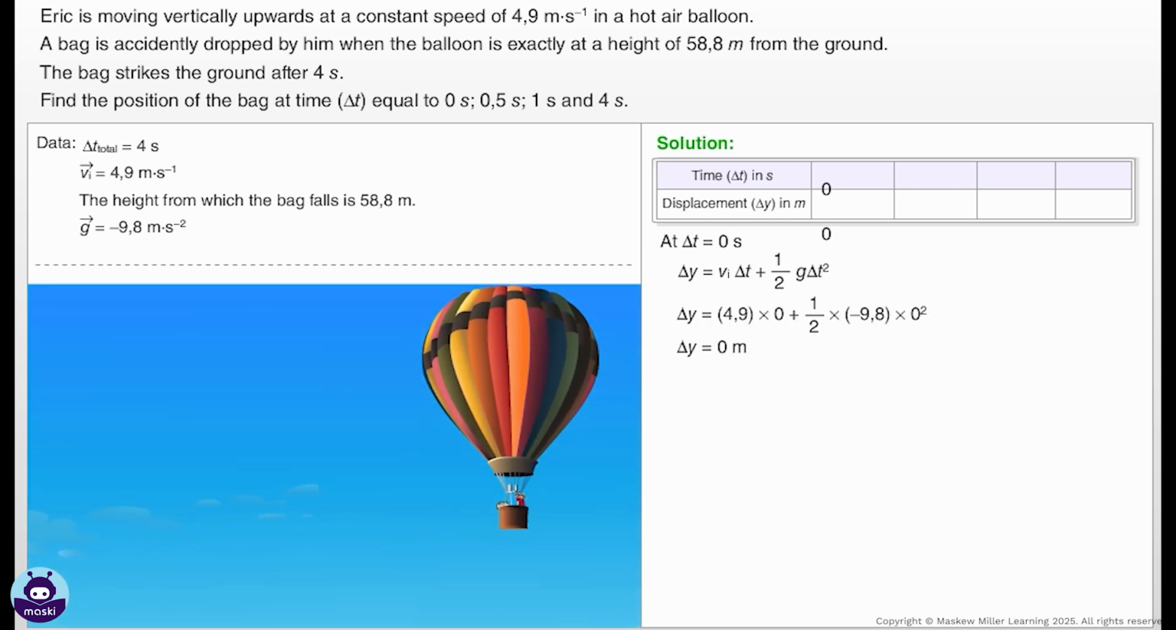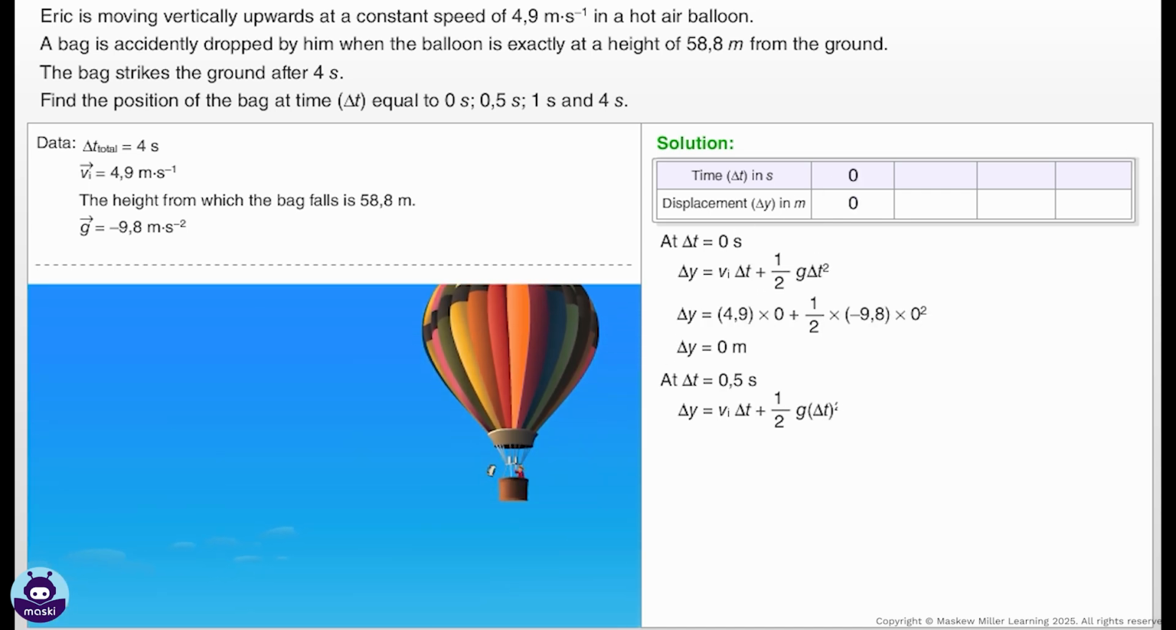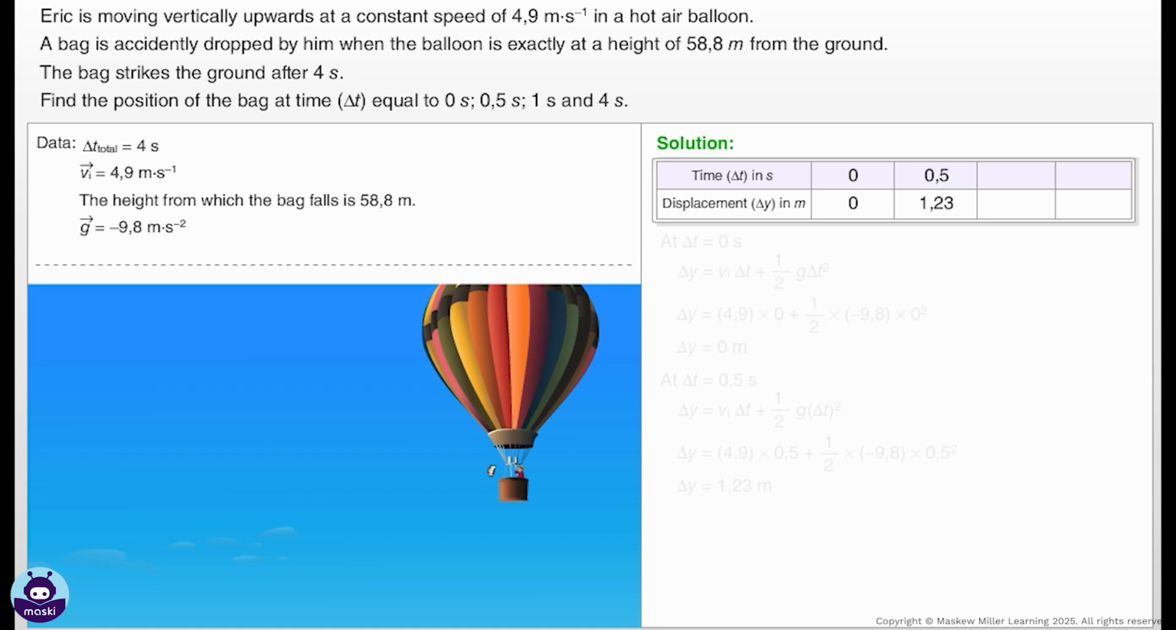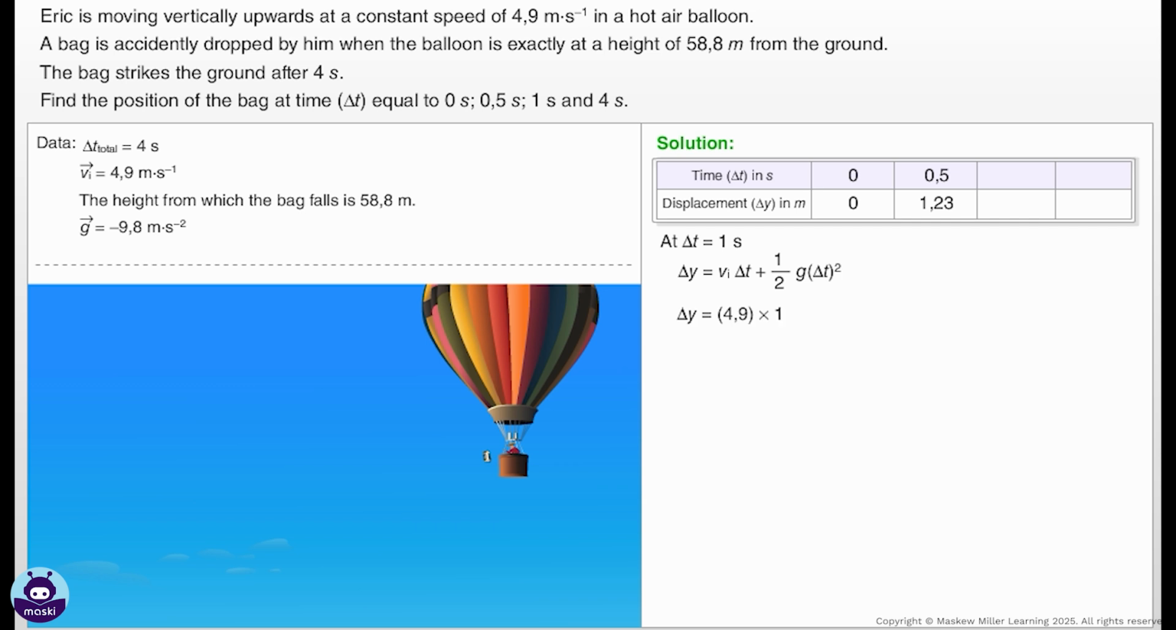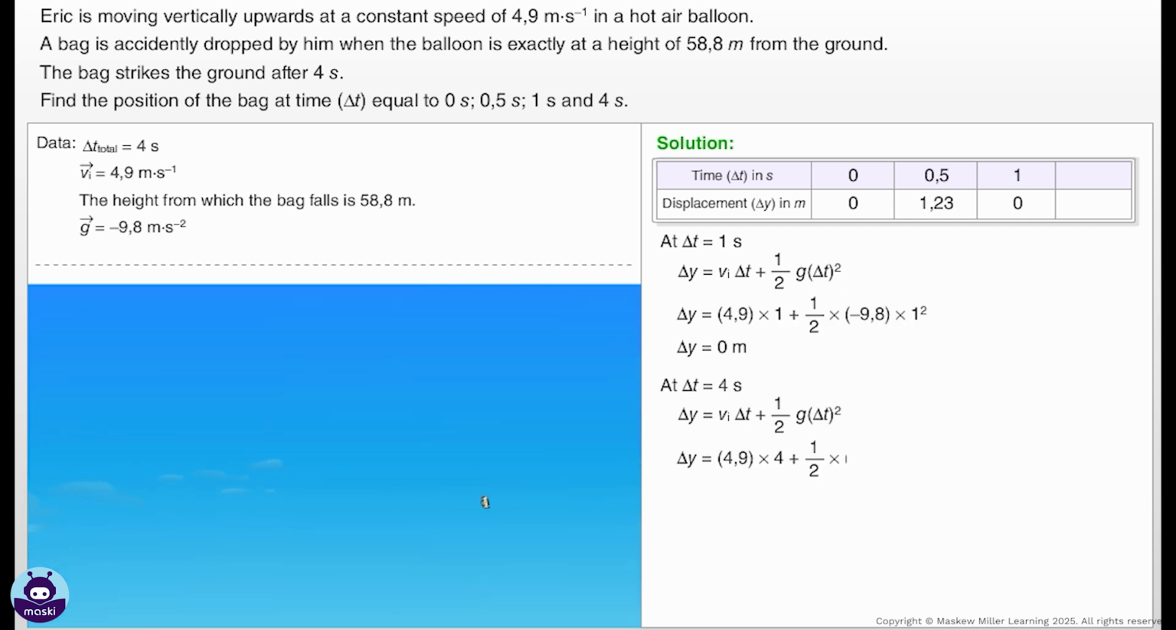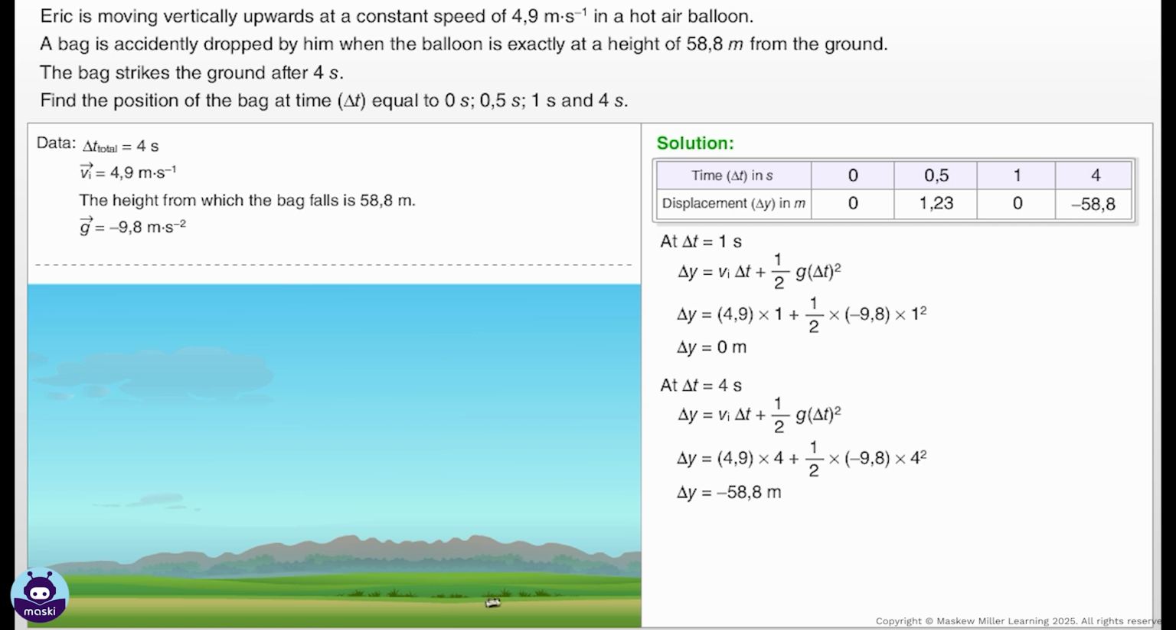Delta y equals 0. At delta t equals 0,5 second, delta y equals 1,23 meter. At delta t equals 1 second, delta y equals 0 meter. At delta t equals 4 second, delta y equals negative 58,8 meter. Hence the displacement of the bag after 4 seconds is 58,8 meters in the downward direction.